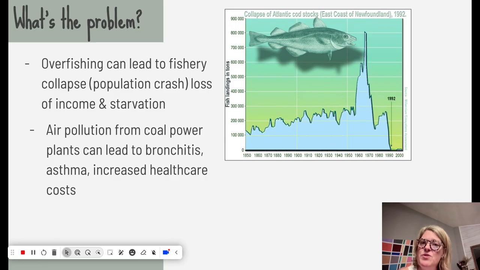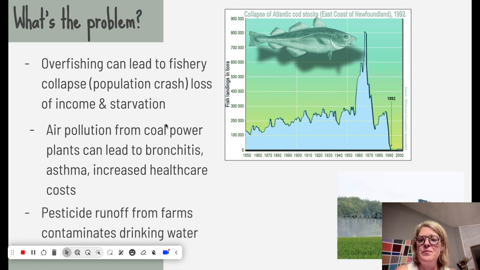And because all this pollution is going into the atmosphere, now people are developing higher rates of bronchitis. There's higher rates of asthma. There's actually an asthma epidemic. And this increases healthcare costs, which increases insurance costs, which then goes back to the consumers that have health insurance. We pay more for our premiums because of tragedy of the commons with our clean air supplies.